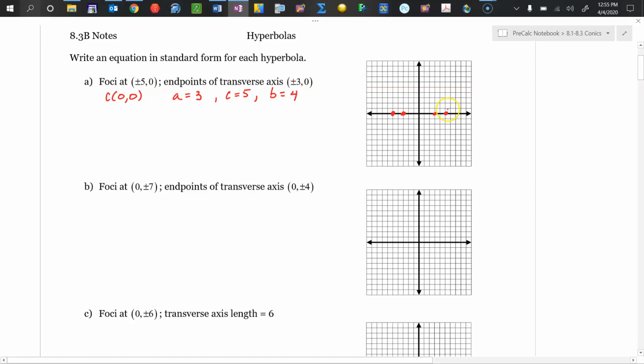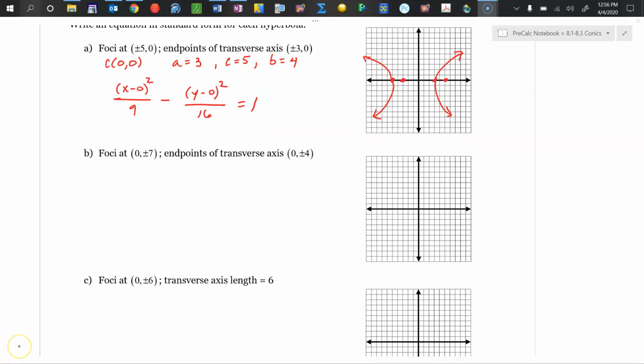And we know that this hyperbola is going to open left-right, so just a rough sketch of that in there. It's going to look something like that. So the equation for our hyperbola is x minus 0 quantity squared over a squared, so 9, minus y minus 0 quantity squared over b squared, which is 16, is equal to 1. So what I'd like you to do right now is pause the video, answer letter B, and then hit play to check your answer.